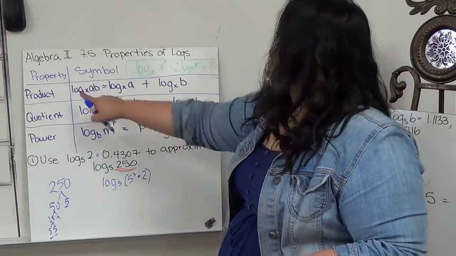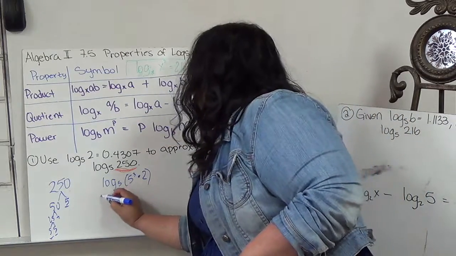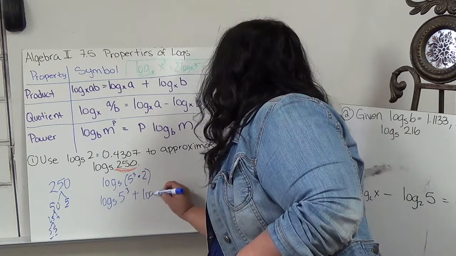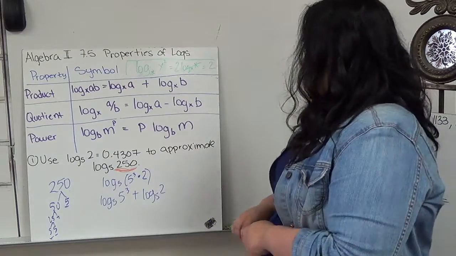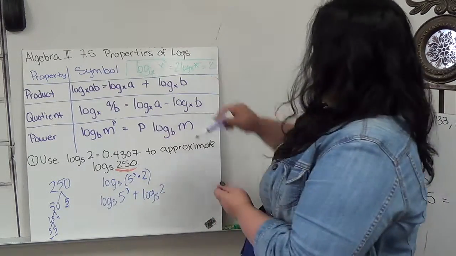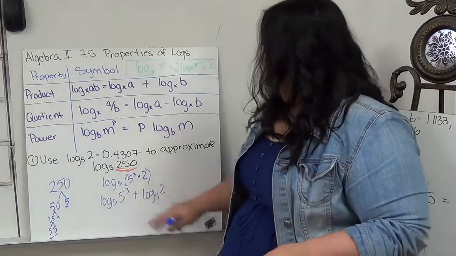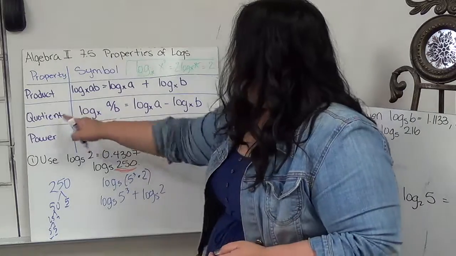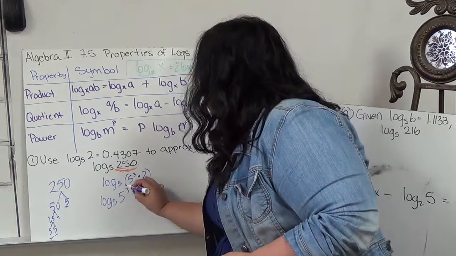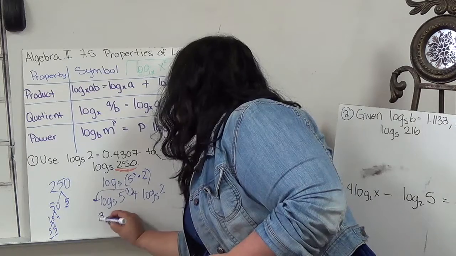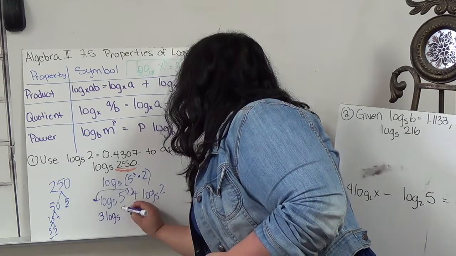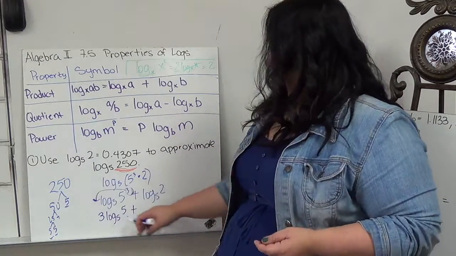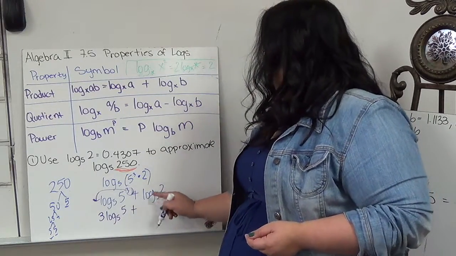So then what I'm going to do is apply the product property, and it's going to equal log base 5 of 5 to the third, plus log base 5 of 2. Well, in this case, just like I said here, because I'm taking log base 5 of 5, they cancel out. So I can use the power property to take this 3 and put it in front. So I end up with 3 log base 5 of 5 plus, they cancel out to equal 1, so 3 times 1 is 3, and then log base 5 of 2.